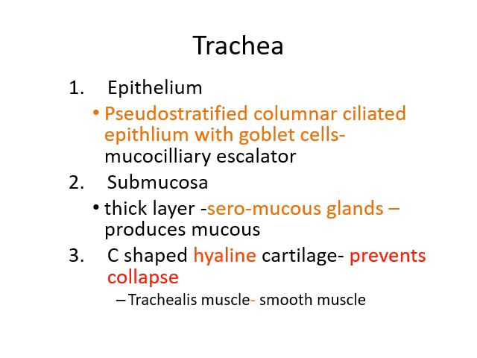So these are the typical features of the trachea: the respiratory epithelium with cilia and goblet cells, the seromucous glands in the submucosa, the C-shaped hyaline cartilage and the trachealis muscle.